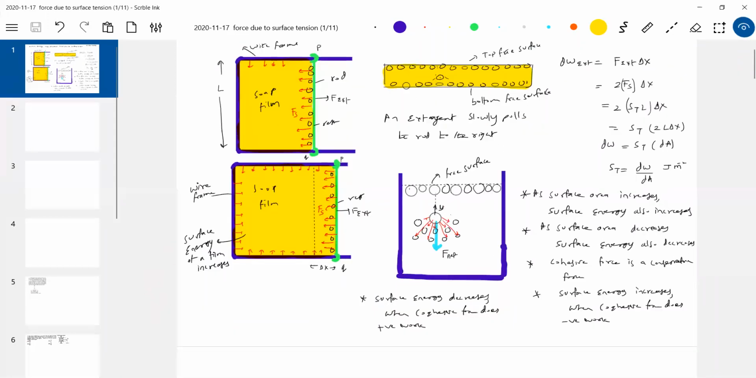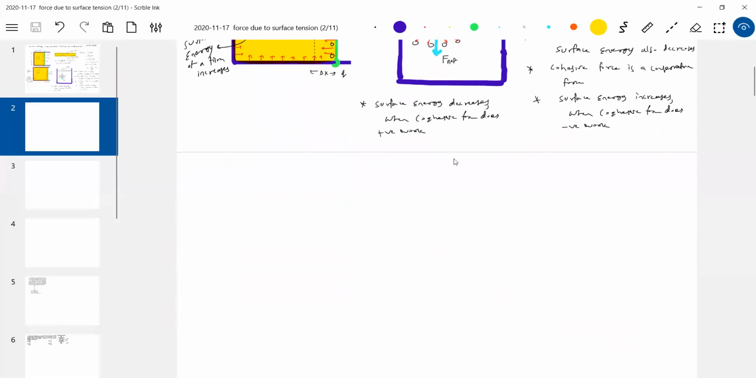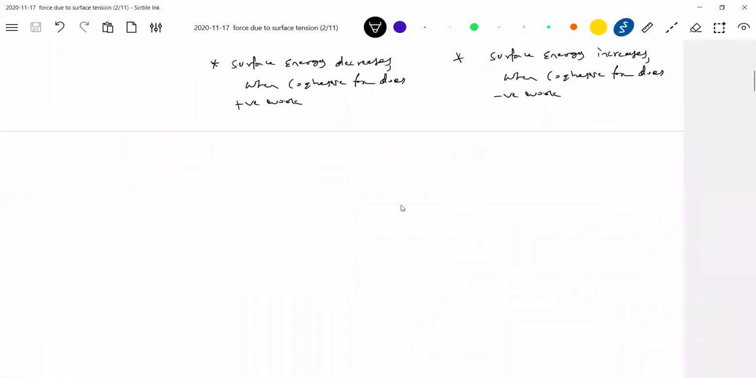Now I'll ask you the simplest questions. I want to construct a drop. What work should the external agent do? What is a liquid drop? All of you have seen a liquid drop. A good example: eye drops, when you are asked to put eye drops, am I right?